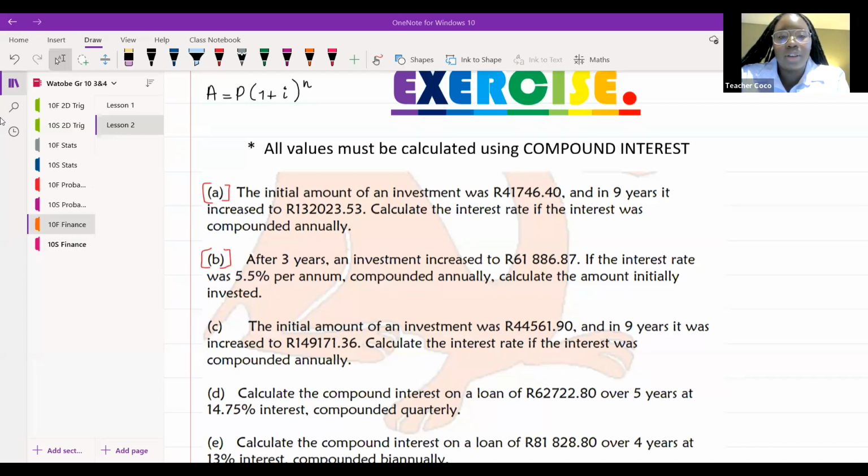Ma'am, on the previous question, I got 5,232.56 for the initial amount. What did I put into my calculator? I calculated 1 plus 0,045 to the power 15 and got a decimal fraction. And then I took it to the other side and divided it by 1,125.